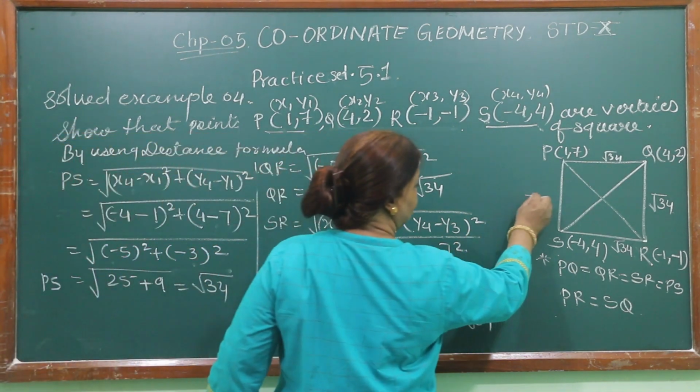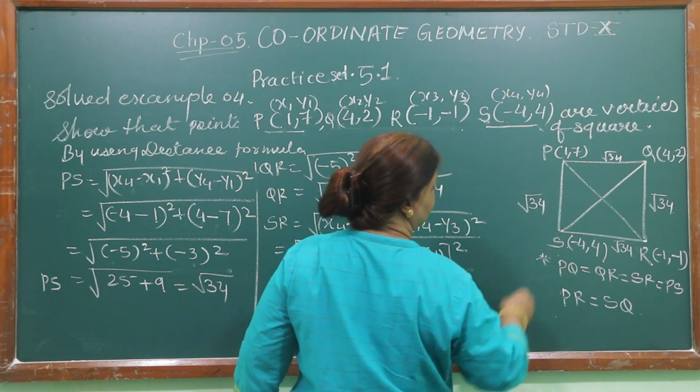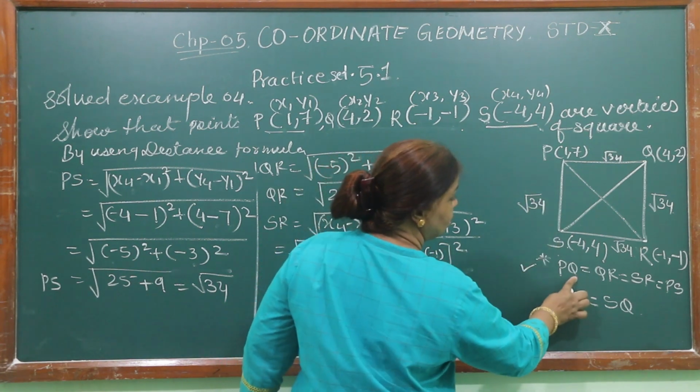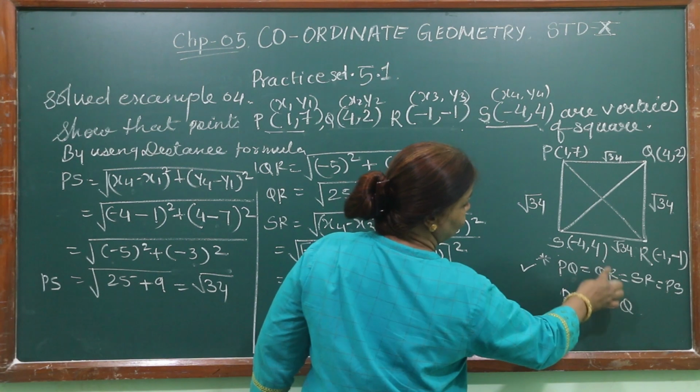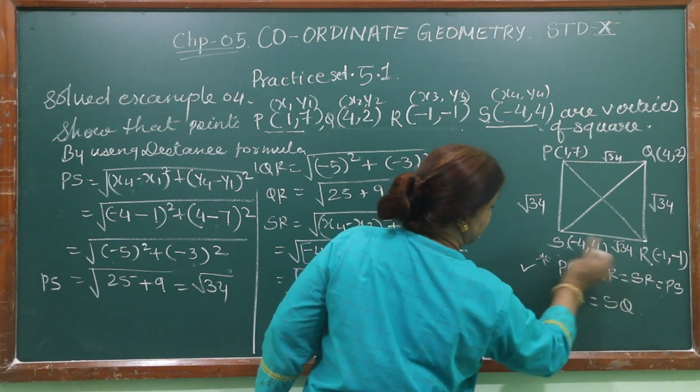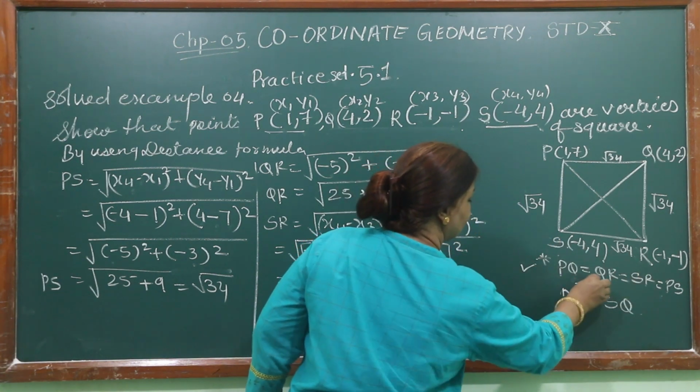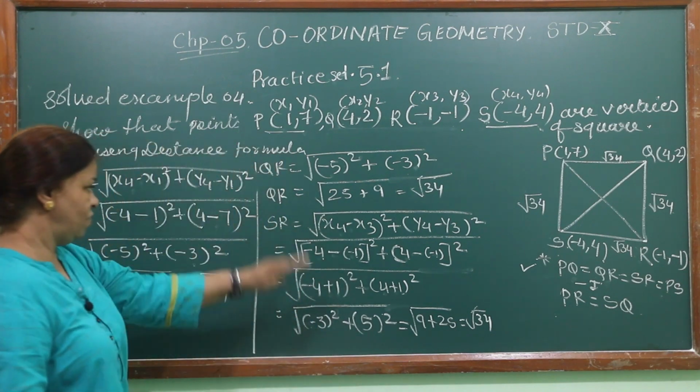Let me write it here. PS is under root 34. So we got PQ is equal to QR equal to SR equal to PS. So this we have got by solving this.